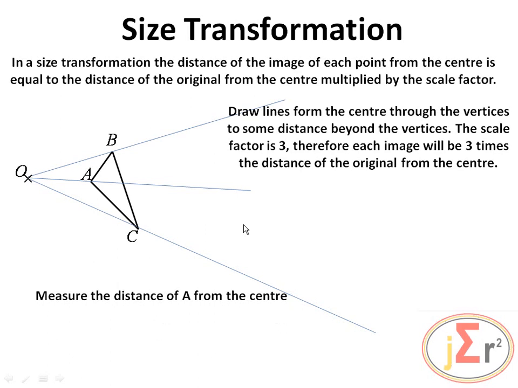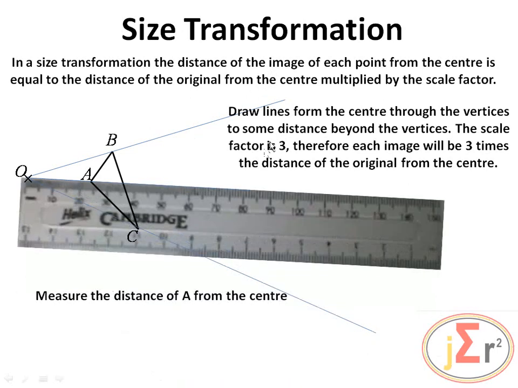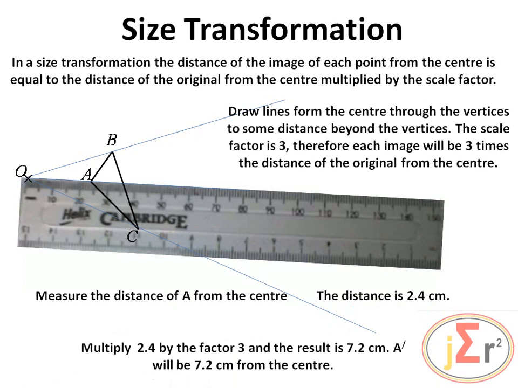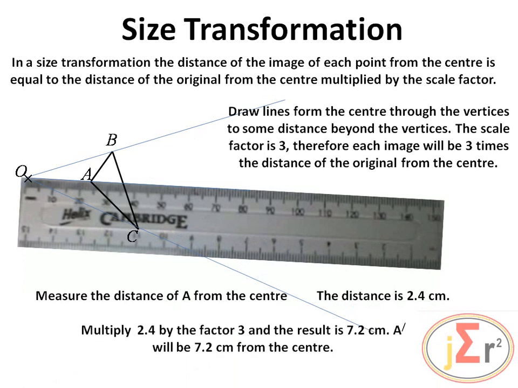So measure the distance of A from the center. This original statement that we have here might be just more than a mouthful, but the exercise that we are going to be carrying out right here will clarify what this statement is all about. Measure the distance of A from the center. Right. The scale factor is 3. As a matter of fact, let's see what the distance is. The distance is 2.4 centimeters. So we're going to multiply 2.4 by the factor 3. And the result is 7.2 centimeters.